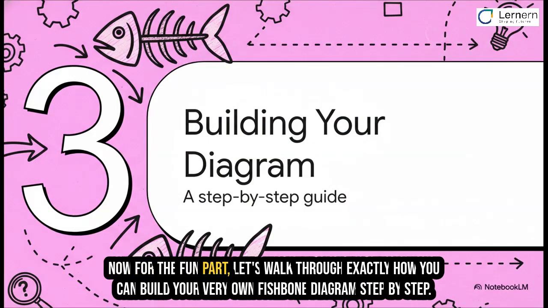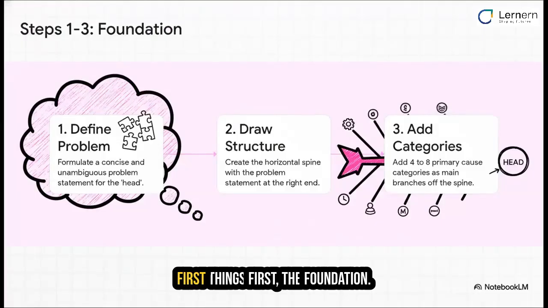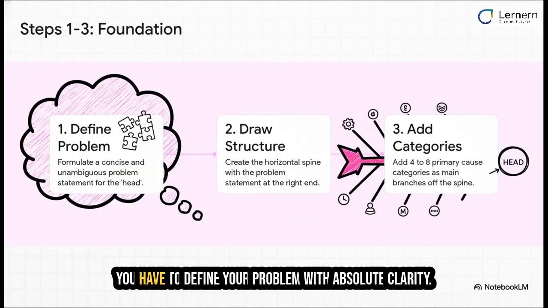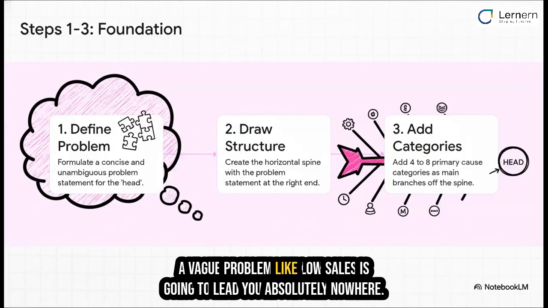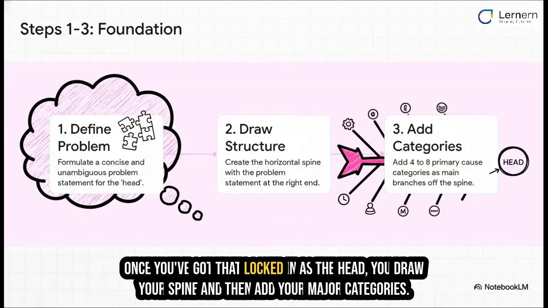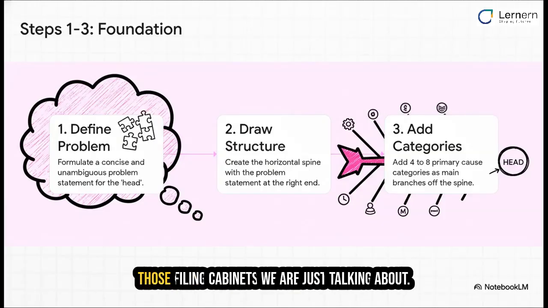All right, so you understand the structure. Now for the fun part. Let's walk through exactly how you can build your very own fishbone diagram, step by step. First things first, the foundation. Step 1 is, without a doubt, the most critical. You have to define your problem with absolute clarity. A vague problem like low sales is going to lead you absolutely nowhere. Be specific. Once you've got that locked in as the head, you draw your spine, and then add your major categories, those filing cabinets we were just talking about.